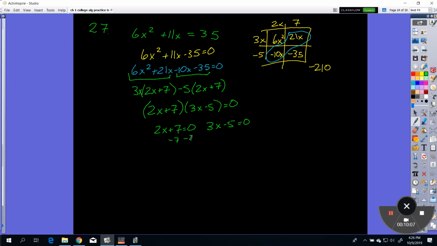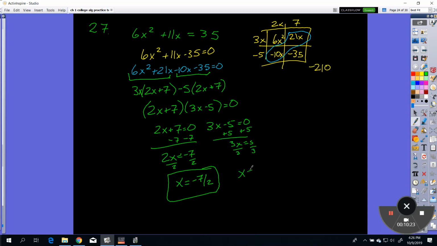So now I minus the 7, minus the 7. 2x equals negative 7. Divide by 2, and x equals negative 7 halves. Add 5. 3x equals 5. Divide by 3, and x equals 5/3.